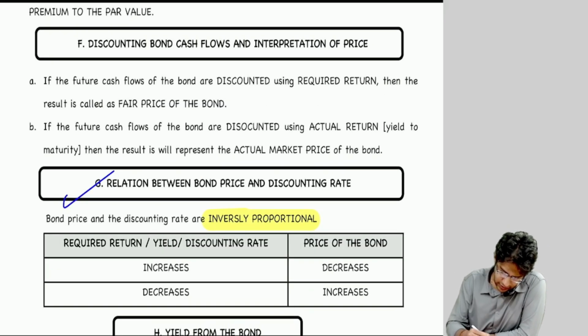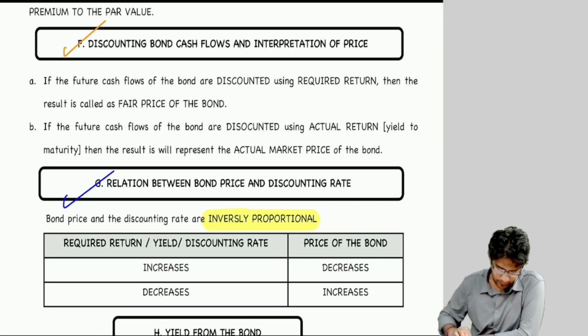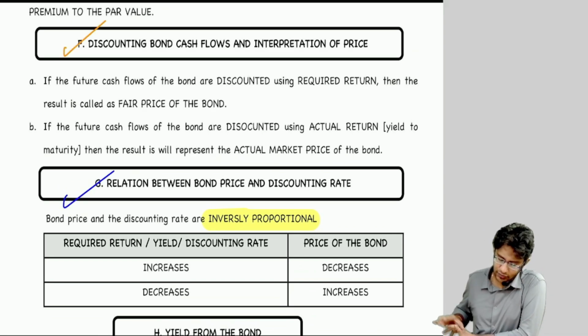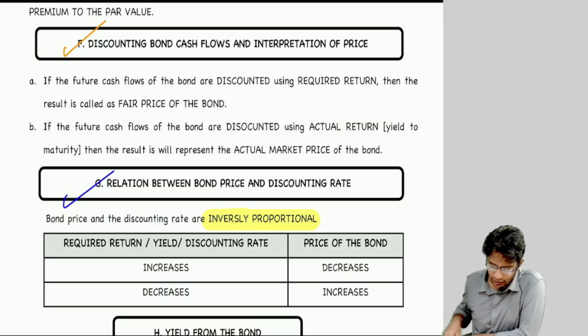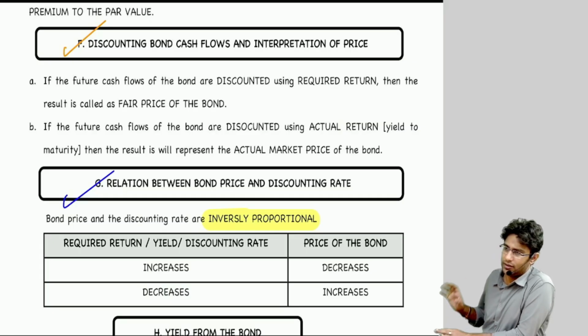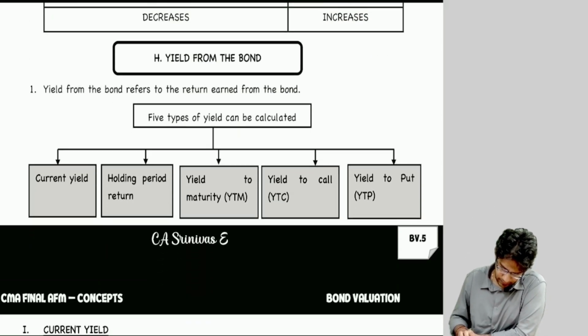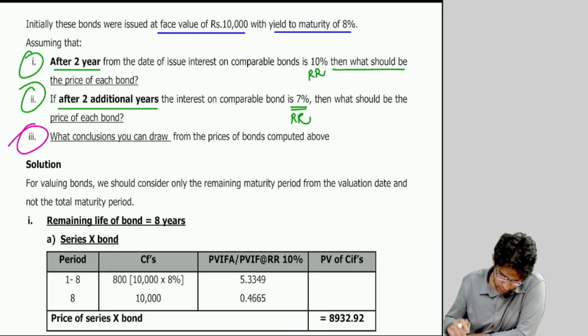Next. Key point, yesterday I told you this. If the future cash flows of the bond are discounted with the required return, then the result is called the fair price of the bond or fair value of the bond. If the future cash flows of the bond are discounted with actual return, which is called yield to maturity, then the result also will represent the actual market price of the bond. It is already concluded discussion yesterday. Okay, let's see what other questions are there. If nothing is there, we'll move on to the next concept.